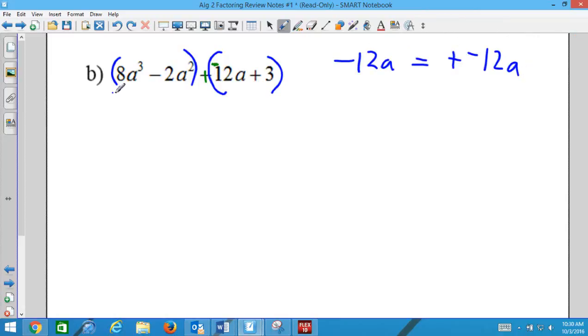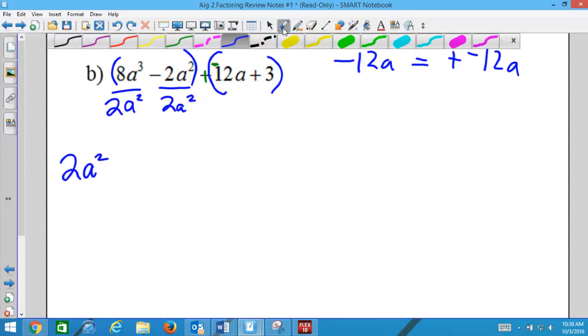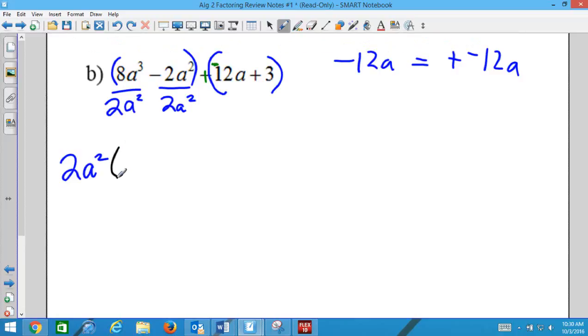Okay, so from here, we're now going to take out the greatest common factor. What is the greatest common factor of 8a to the third and 2a squared? 2a squared. So we'll put that in front. And we have left over 4a minus... What happens when I take something and divide it by itself? 1. There has to be something there. Because we're dividing it by itself, it's 1.